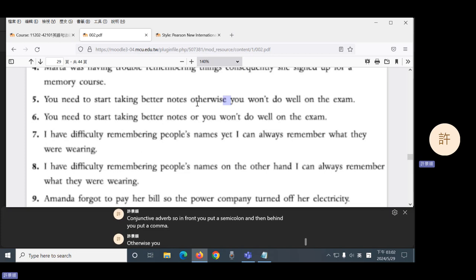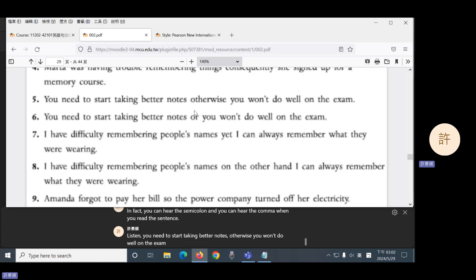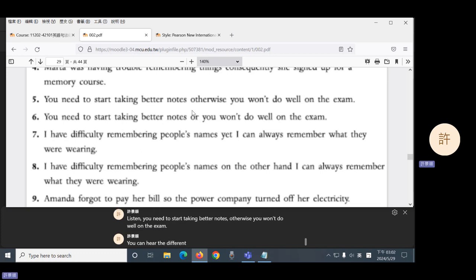Otherwise, you won't do well on the exam. In fact, you can hear the semicolon and you can hear the comma when you read the sentence. Listen, you need to start taking better notes. Otherwise, you won't do well on the exam. You can hear the different length of pause before and after the word otherwise.